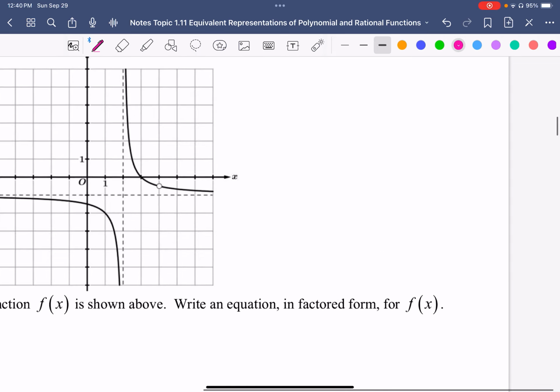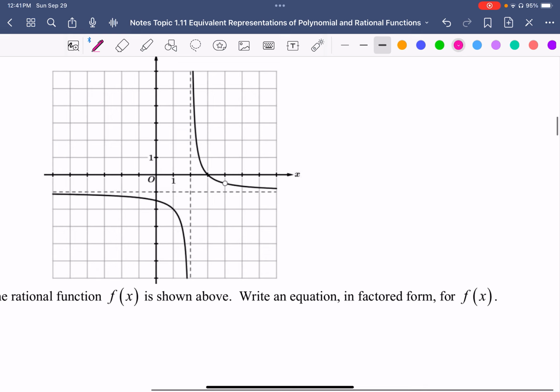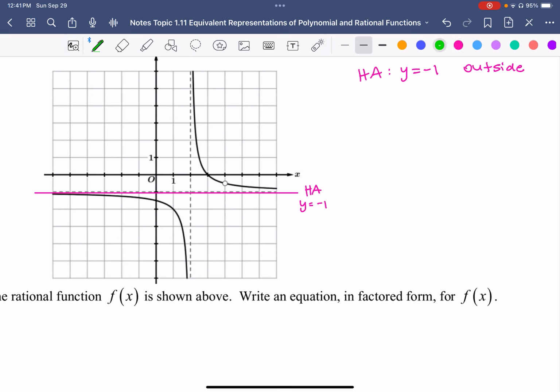Okay, so starting off, I see that we have a horizontal asymptote right here at y equals negative 1. Now, horizontal asymptotes, those go on the outside of the equation. Okay? We have a vertical asymptote at x equals 2.